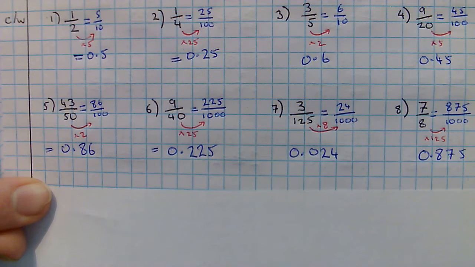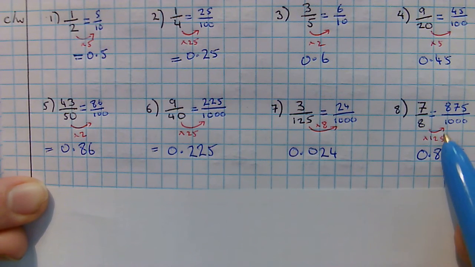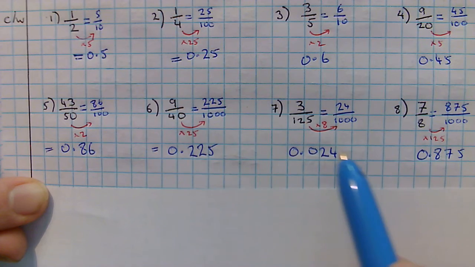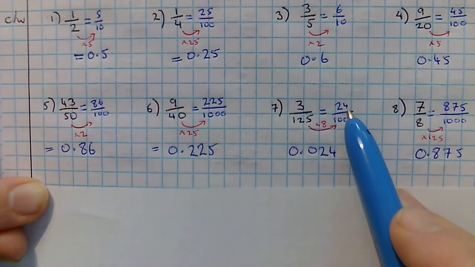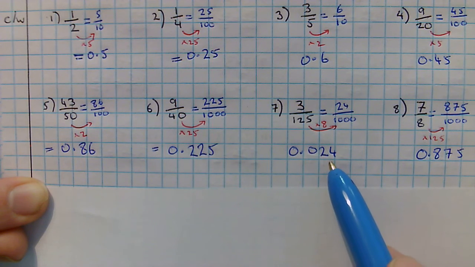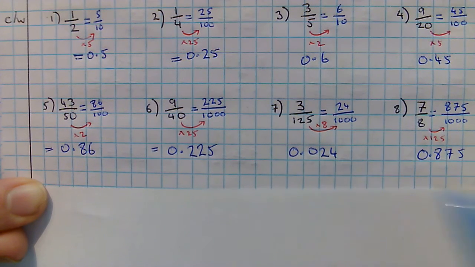Okay, so here are the 8 solutions. Just take care of a couple of things. The last one here, timesing by 125, is quite difficult. There is an alternative way to do that, which we'll look at in the next video. Here, just be really careful. You've got 24 over 1000. It's common to write that as a mistake as 0.24. It must be 0.024 because you need to make sure that that 4 is in the thousandths column.